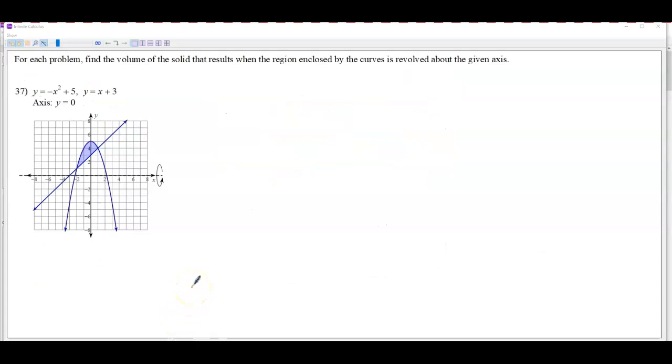All right. Here is our last one. So I want to rotate this little region here around the x-axis. So I'm going to be integrating with respect to x, and my equations should be in terms of x, which they are. So let's see here. The function that is highest will be the one that's farthest away from the axis of rotation, and that's the one that's going to give me my big radius. So that's going to be this parabola here. So my radius for the big circle is going to be y1, minus the axis, which is 0.